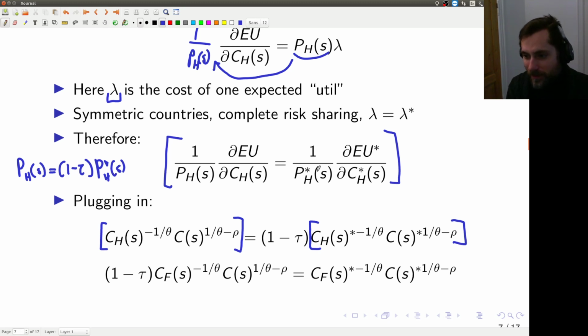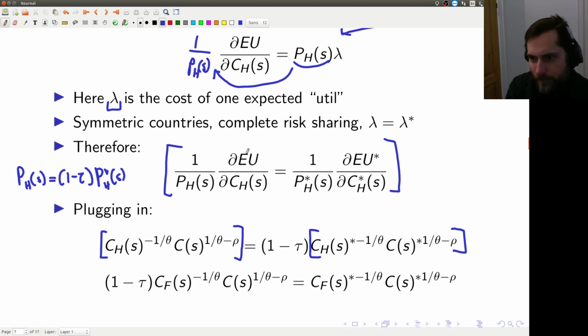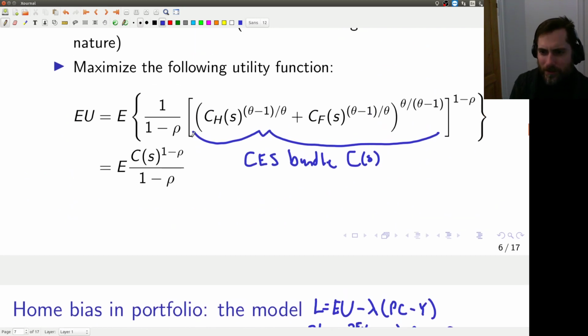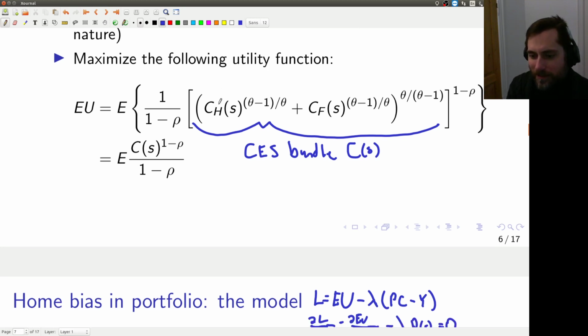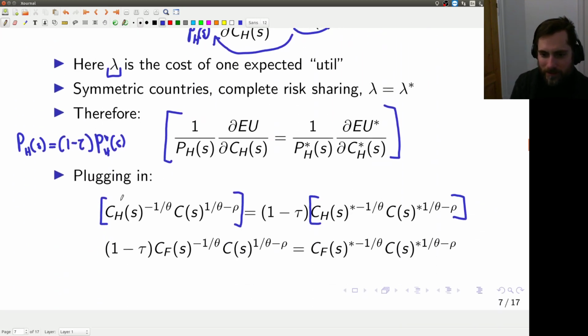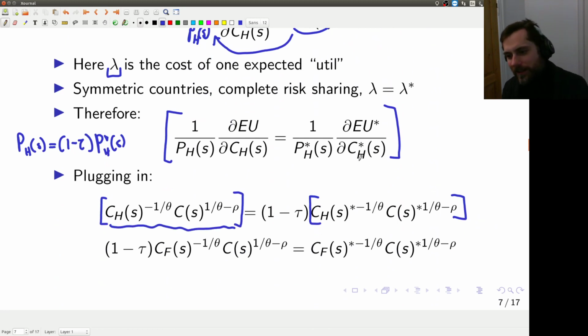So how does that work? Well, check out here, we've got P star HS, and here we've got PHS. If you replace PHS with 1 minus tau times PH star S, then you can cancel out the PH stars, and the 1 minus tau ends up over here. As far as this derivative of the expected utility with respect to this CHS, if you just take the derivative of this expression with respect to CHS, you're going to end up with this expression there. I'm not going to derive it, but when the video was paused, I checked it.